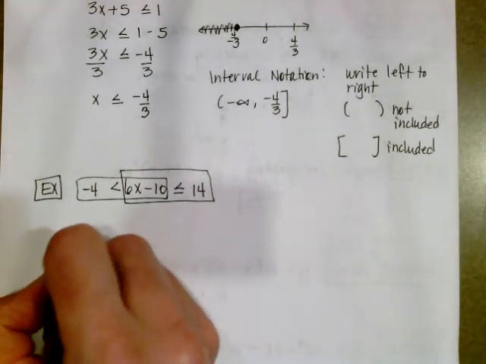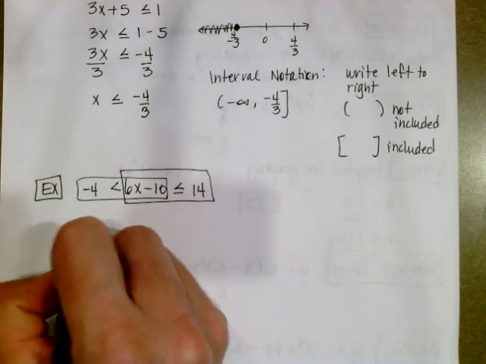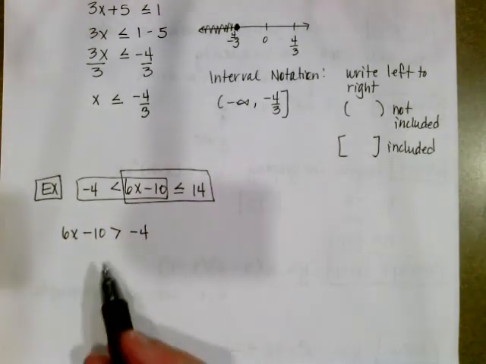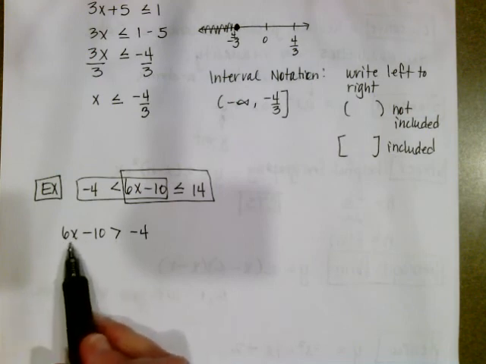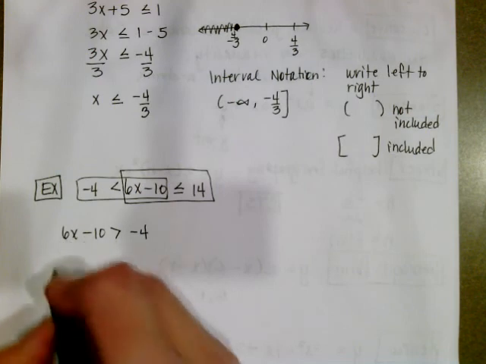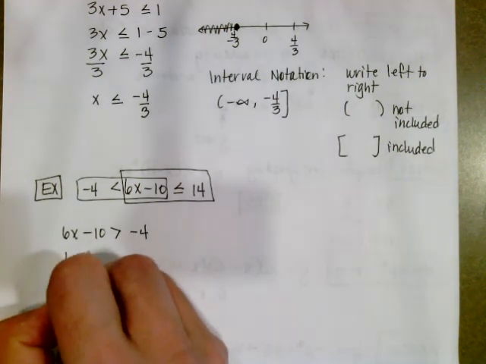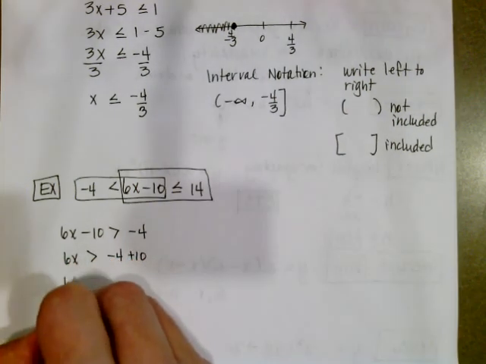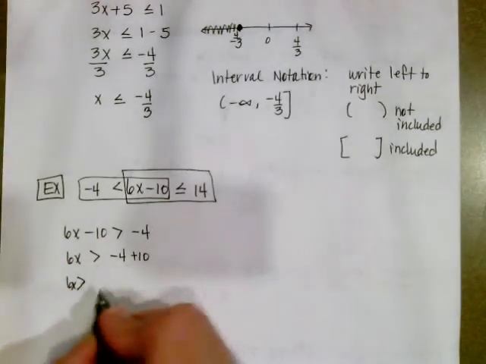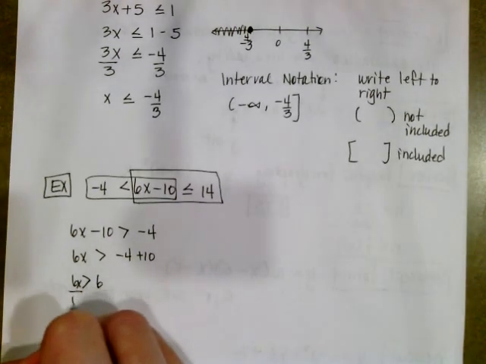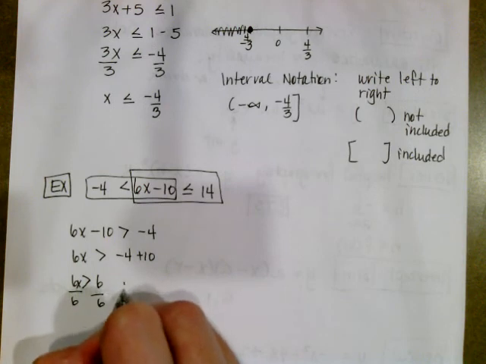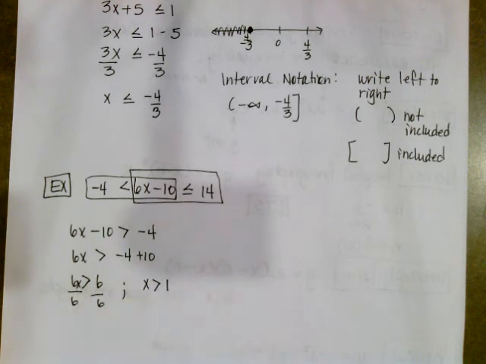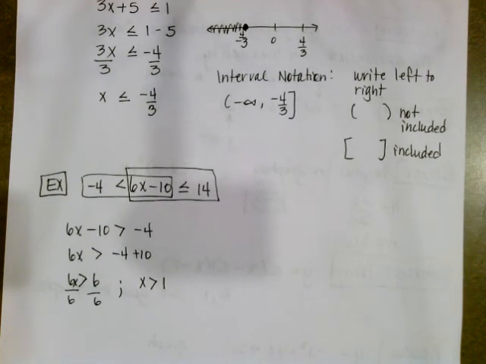So if I start that process, I'm going to say 6x minus 10 is greater than a negative 4. Notice I really didn't change anything. I just put my variable on the left. I'm going to add 10 to both sides, so negative 4 plus 10. So 6x is greater than 6. Divide both sides by 6, and I get that x is greater than 1. There's the first piece of my compound inequality.